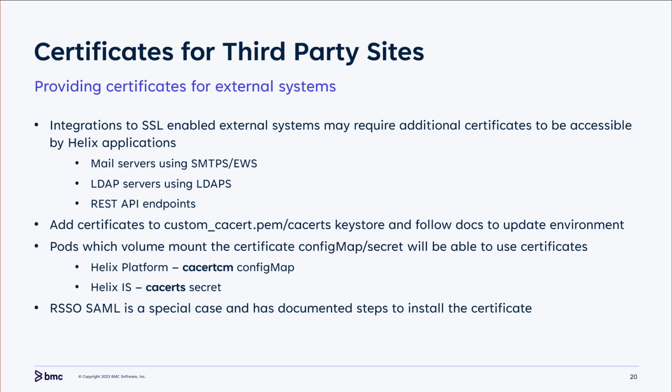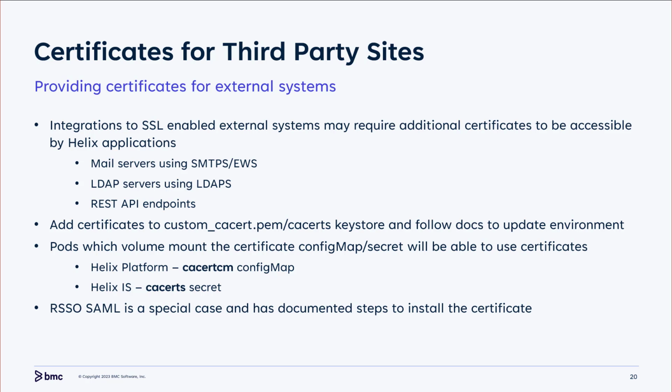However, if you find further down the line that you need to add new certificates, the documentation includes some steps. It's the same steps that are used for updating the certificates in the event that, for example, they've expired. So you need to refresh them. So you can add those in. So for the platform, it would be included in the custom CA cert.pem.